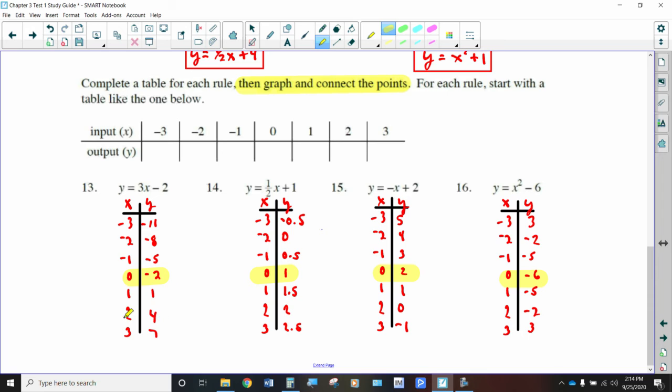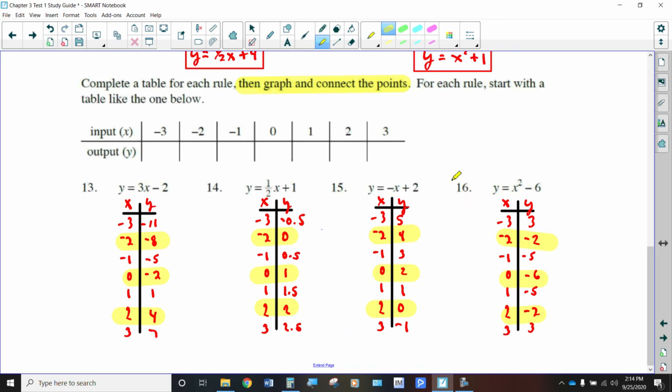Then maybe check where x is equal to 2 on each one of them. Maybe check where x is equal to -2 on each one of them. So check those points. If you got all of those points in the right order, then chances are your graph is right. I'm going to turn the page now just so you can see the graphs.